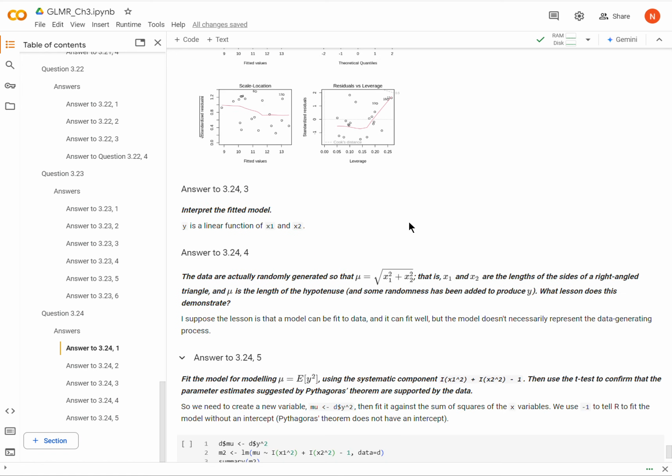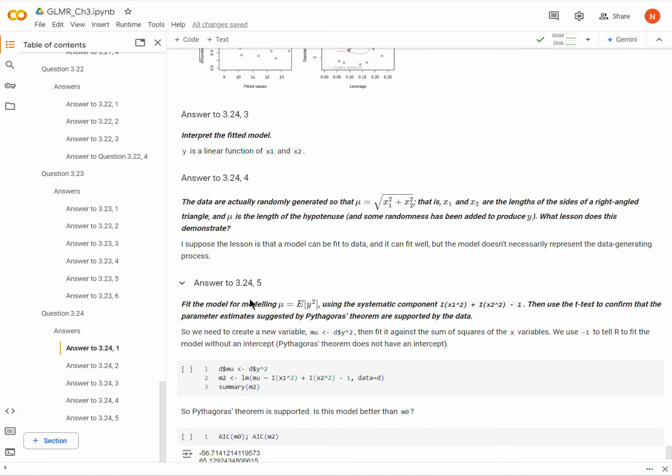Okay, so we can have a good fit of our model to the data, but that does not necessarily mean that the model represents how the data was generated. Okay, I think that's what the lesson is. All right. As for the last part here, let me get rid of this here.